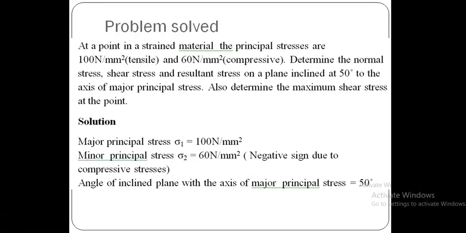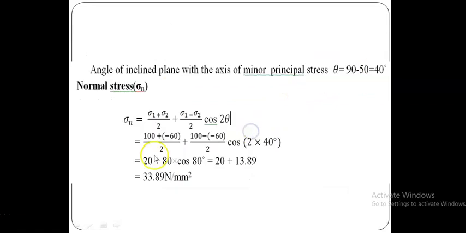So here a small plane is given, which is subjected to the data given corresponding to the principal plane. That's why sigma 1 and sigma 2 are given, from which they are asking to determine the maximum shear stress at that point and also the normal stress on the plane at an angle of 50 degree. Theta is equal to 50 degree. Yes, the angle of the inclined plane with the axis of major principal stress is 50 degree, so theta is equal to 90 minus 50, which is 40 degree.